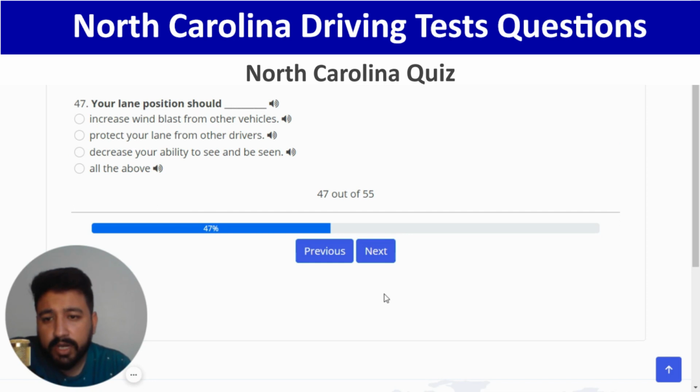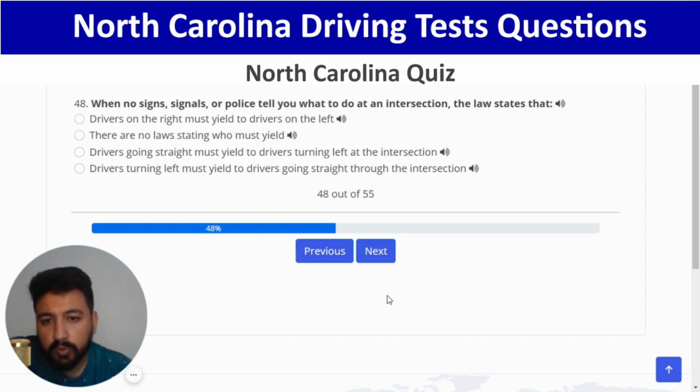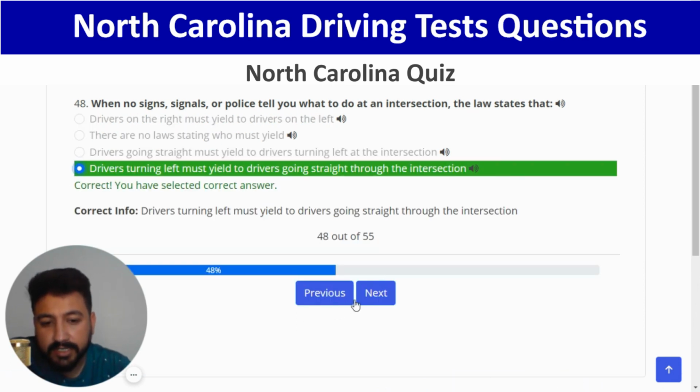And next. Your lane position should blank. So you can choose the second option, which is protect your lane from other drivers. So I'm going to click on the second option. Correct. And next. When no signs, signals, or police tell you what to do at an intersection, the law states that, so the last one is the right one, which is drivers turning left must yield to drivers going straight through the intersection. So last option, you have selected the right one.